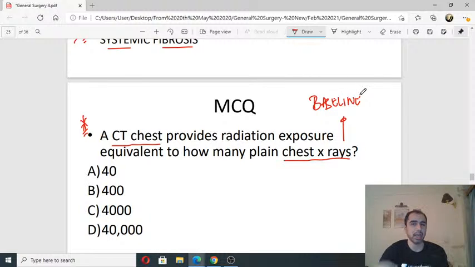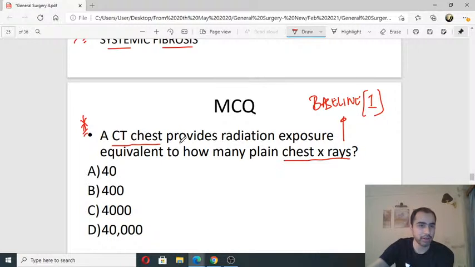Other contrast or radiation imagings are compared to chest X-ray. So if chest X-ray is, say, 1 baseline, how many times will a chest CT be? I hope you are aware, a CT scan is nothing but an X-ray. It is just a very high dose radiation X-ray with a lot of cuts at different levels.